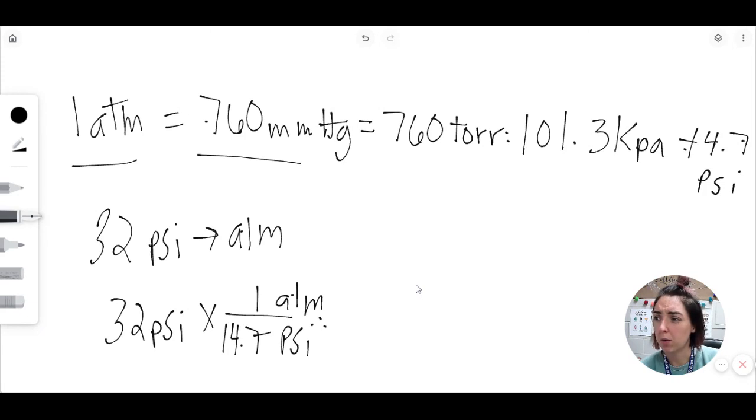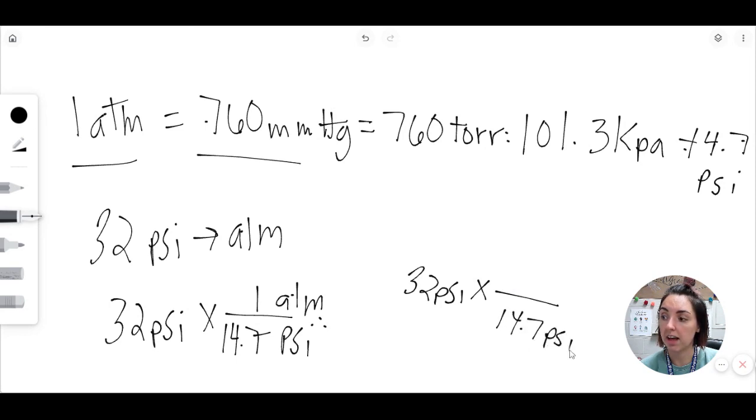Same thing, say I wanted to go PSI to millimeters of mercury. So let's say I want to go 32 PSI to millimeters of mercury. I know there is 14.7 PSI for 760 millimeters of mercury. So I'm just getting a little crooked here. So it doesn't have to be a 1 associated with it. I'm just using the numbers here in my conversion, and I'll give you this chart along with your practice so you can see what the conversion rates are.